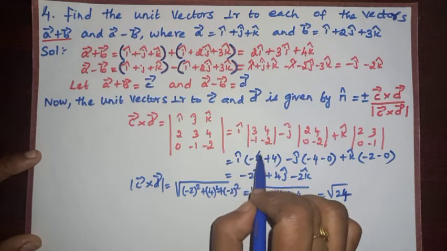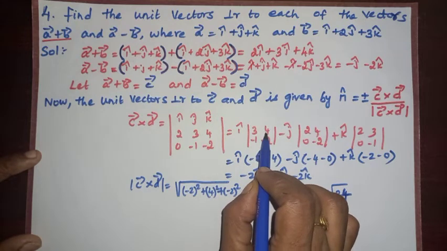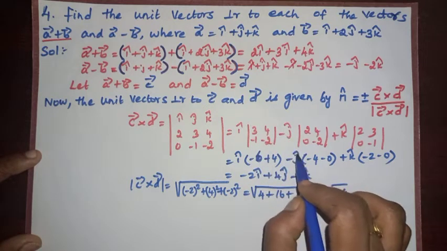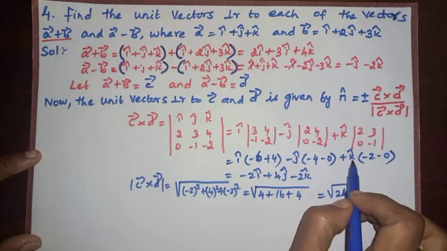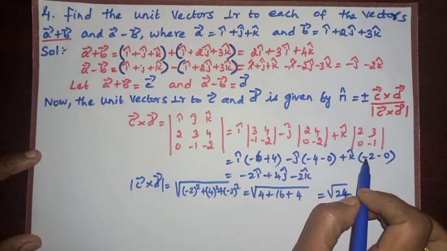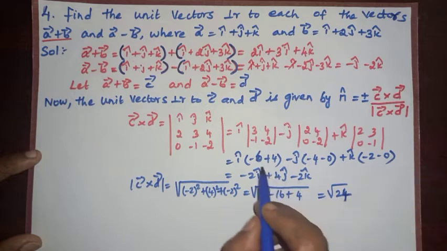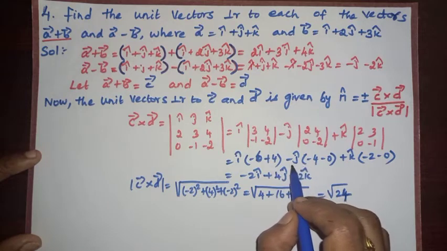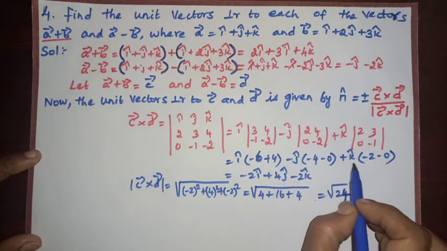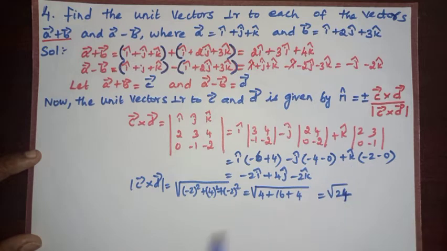So 3 into minus 2 is minus 6, minus 1 into 4 is minus 4, minus 4 into minus is plus 4, minus j, 2 into minus 2 is minus 4, 0 into 4 is 0, plus k, 2 into minus 1 is minus 2, 0 into 3 is 0. Minus 6 plus 4 is minus 2i, minus 4 minus 0 is minus 4j, minus into minus is plus 4j, minus 2 into k is minus 2k.